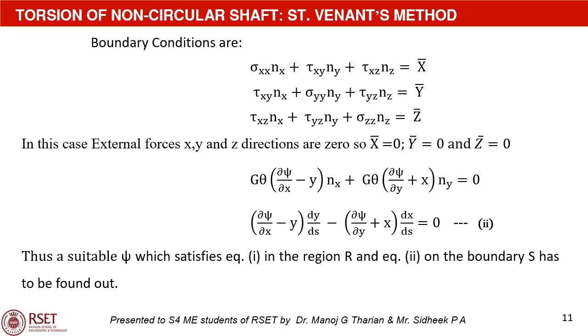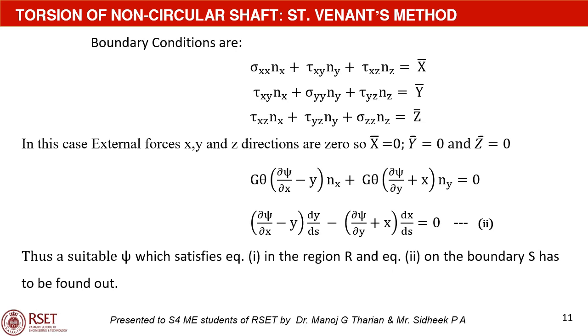Now, in the case of a non-circular shaft subjected to external torque, the only externally applied load is the torque. The external forces along the x, y and z directions are equal to 0. So x bar equal to y bar equal to z bar equal to 0. Also, we have seen that the stress components sigma xx, sigma yy, sigma zz and tau xy are equal to 0. Also, the direction cosine nz is equal to 0. So we see that all the terms in the first two equations are equal to 0.